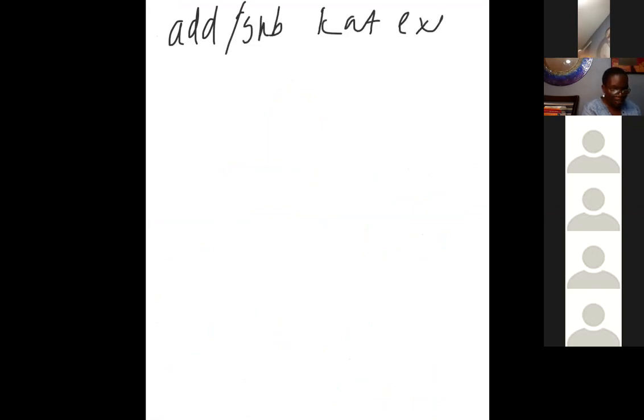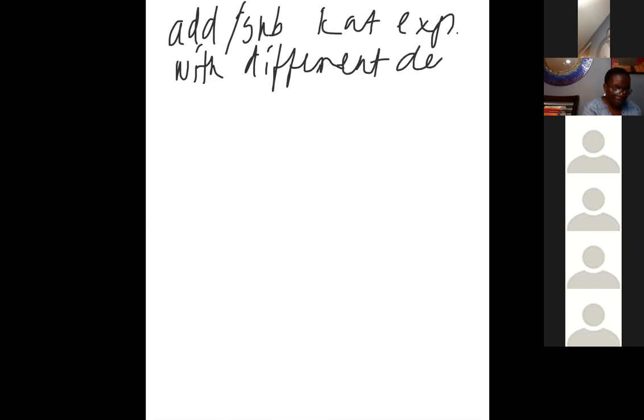So guys, here we are. We are adding and subtracting rational expressions with different denominators. Now, just to recap, I'm going to go back to grade school.